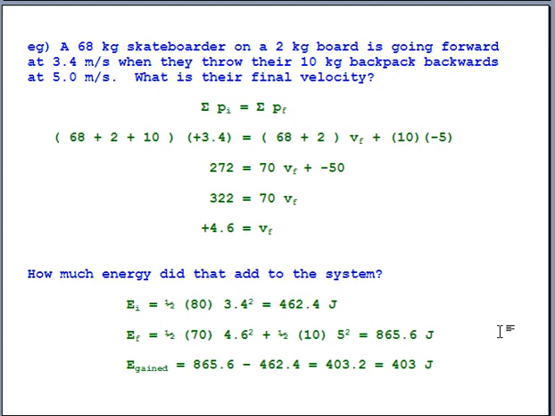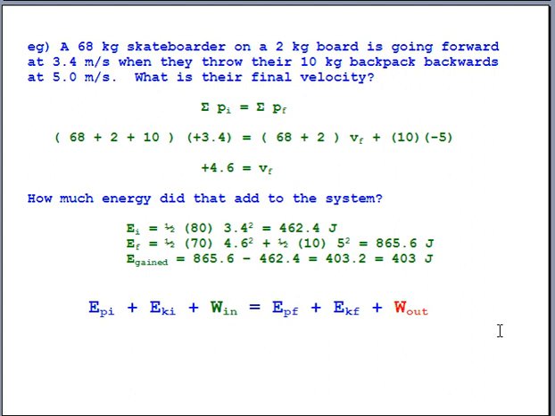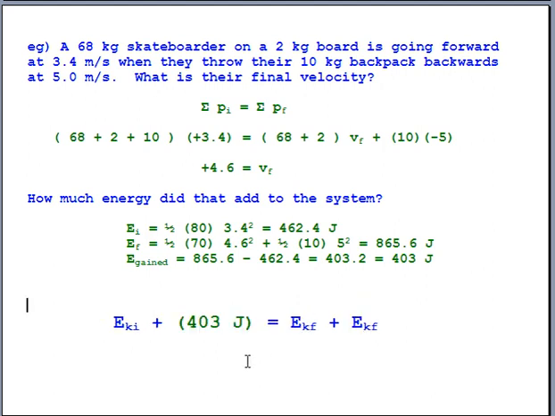Now, two last thoughts on this question. If you wanted to, you could ask, well, how does that look in terms of conservation of energy? Where does that all fit in? We've actually had some work come into this problem, right? We had a little bit of kinetic energy, 400 joules at the beginning, had some work of 403, and now we've got a lot of kinetic energy afterwards. And so this would actually turn into that.